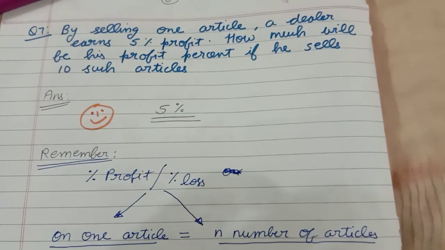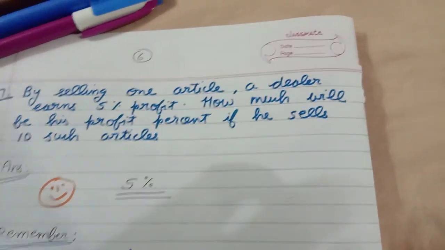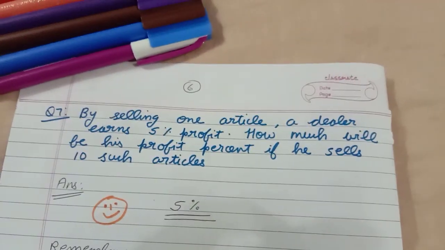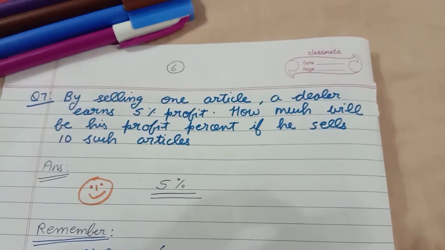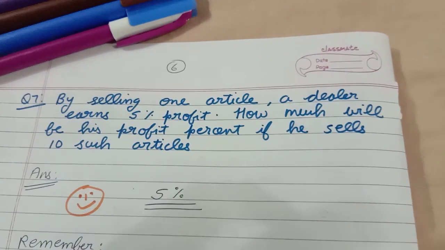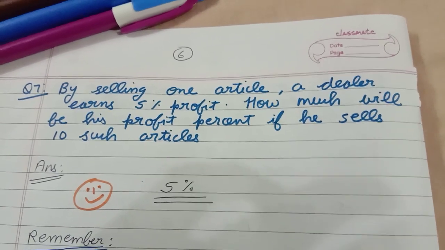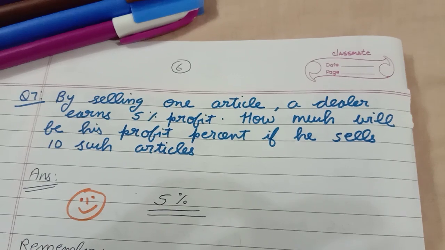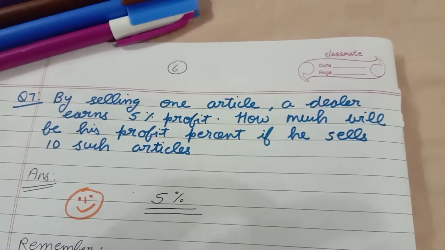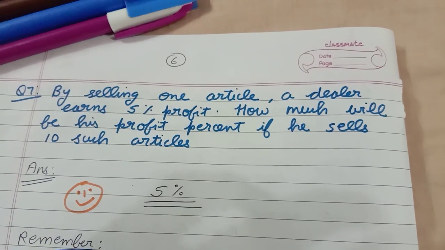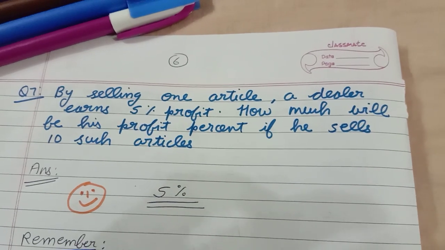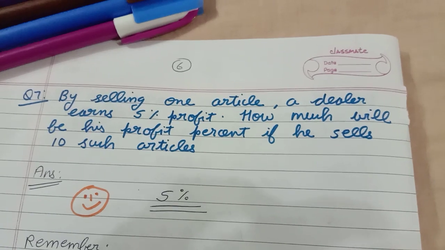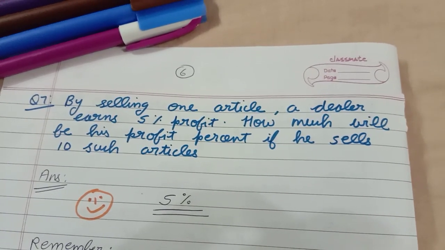See, by selling one article, his profit, it's a funny problem or a fundamental problem, you can say. I just told you a couple of minutes back, remember this: percentage profit remains the same. It does not depend on how many articles you buy and how many you sell. It does not depend on the number of articles. It depends on your cost price and selling price.